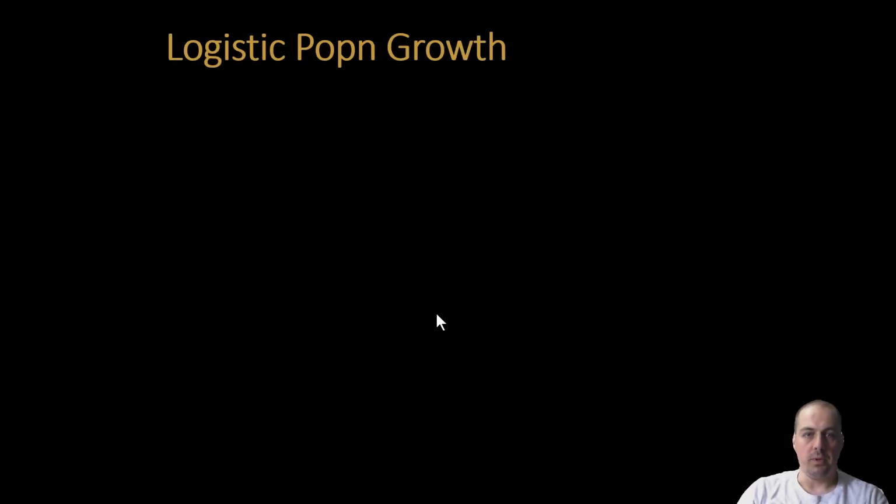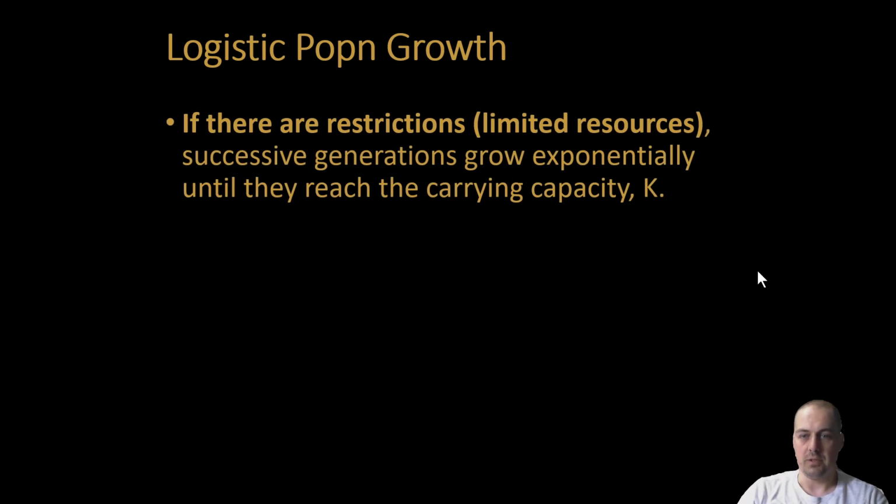Next, we're going to jump into logistic population growth. So far we've been looking at populations that grow without any limited resources. But in reality, this can't be the case. No matter the situation, there's always going to be limited resources at some point in time, or once the population gets to a certain size. So the way we model populations that grow with limited resources is by using logistic population growth.